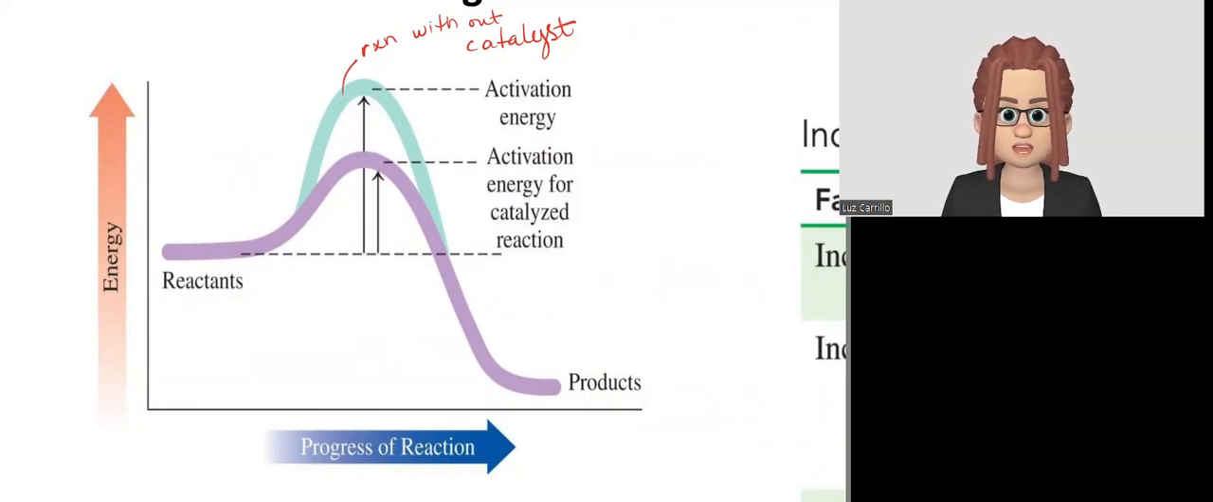The addition of this catalyst is giving us a reduced height in that peak for the activation energy, and it allows this reaction to get to product faster just because of the lowering of that activation energy. So in essence, the addition of a catalyst means that the minimum required to go from reactants to products is now lowered.